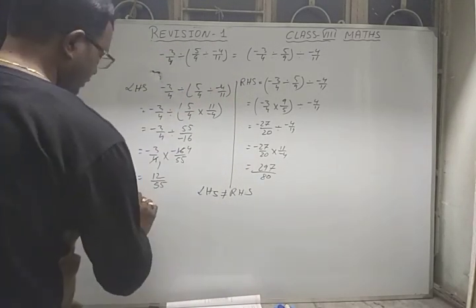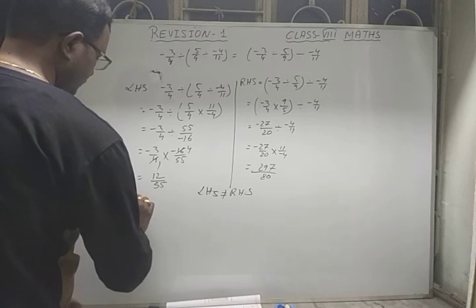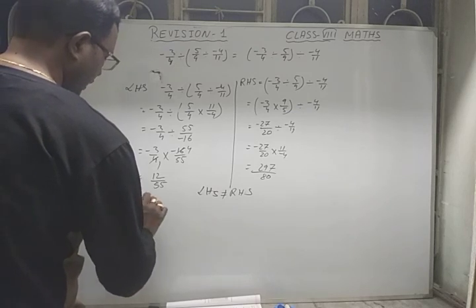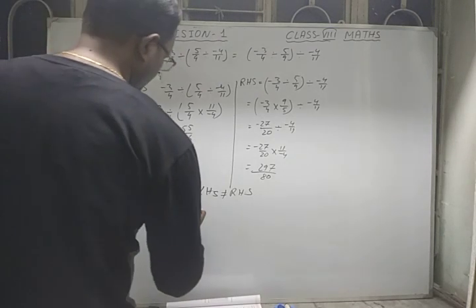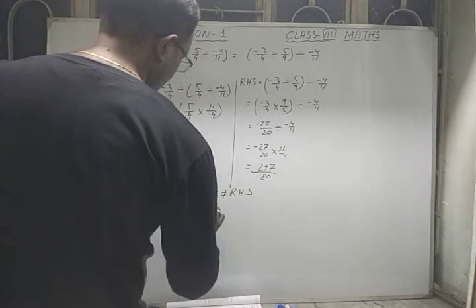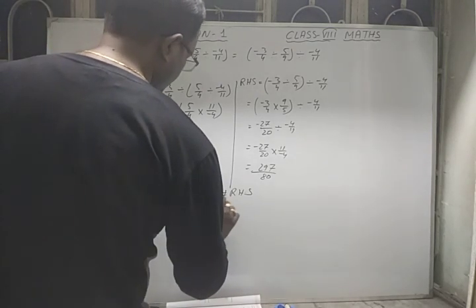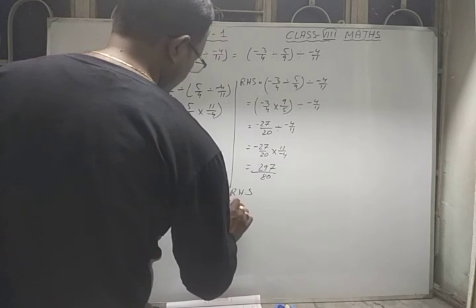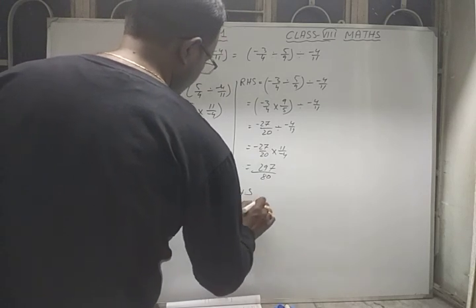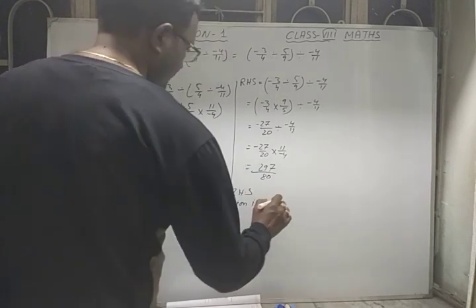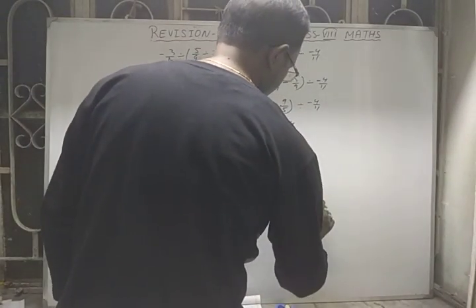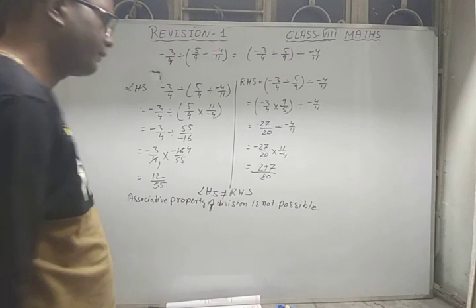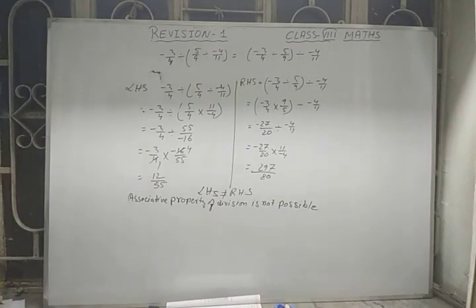So you can write, associative property of division is not possible. So division of fractions or rational numbers is not associative.